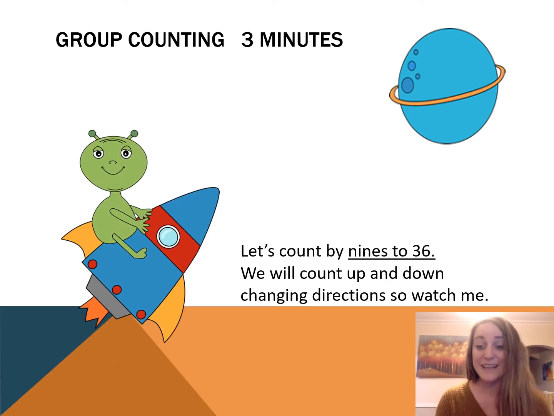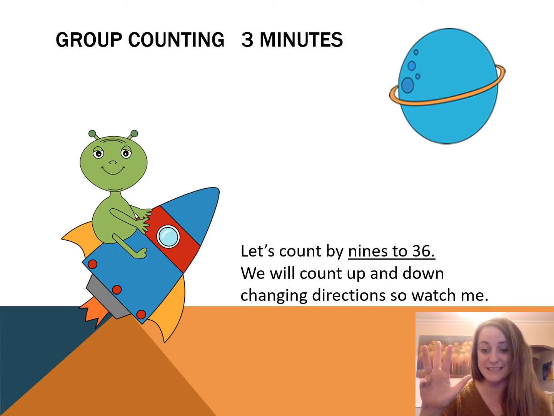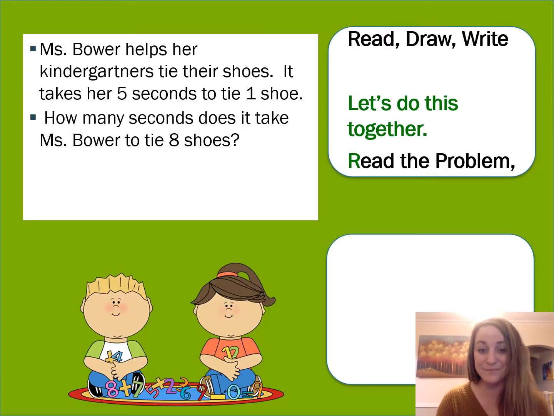Last one. And this is my favorite one to skip count by. Let's count by 9s to 36. Ready? Wiggle it out. Bring it close. Count by 9s to 36 and 9, 18, 27, 36. Bring it down. 36, 27, 18, 9, and 0. Great job. Let's keep going to our application problem.